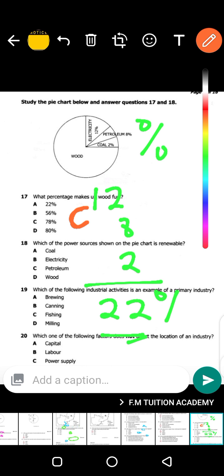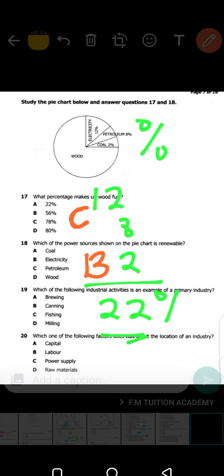Which of the power sources shown is renewable? The one that is renewable, meaning it doesn't stop. Definitely it's electricity, because electricity is renewable. We're using water, so always it rains. Once you finish wood, when you burn the wood, it's not coming back. It's non-renewable. Petroleum, once you use petroleum, it's not coming back. Coal, same thing with coal. Once you use coal, you cannot use it again. But electricity is a renewable resource. So B is the answer here, B.